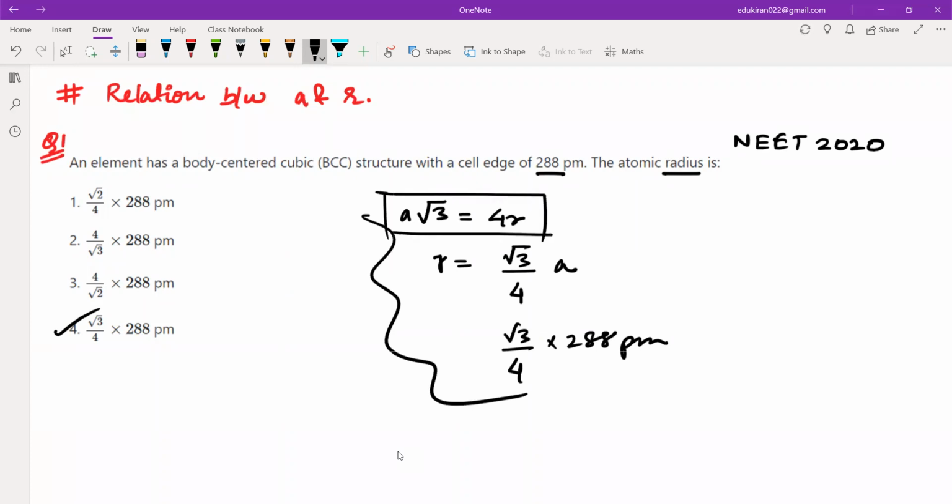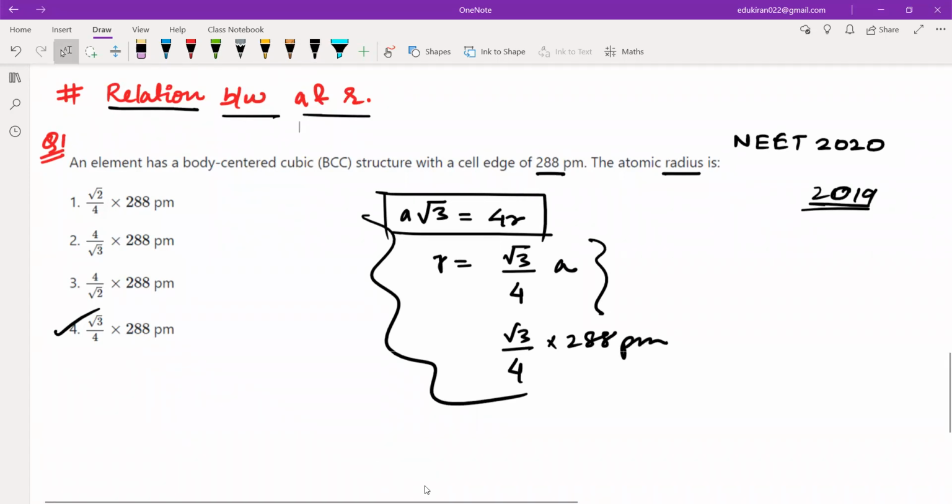Okay. So just to show you how to do it, I have written it, but these types of questions don't even need you to raise your hand. Then one question I gave in the assignment, a similar type of question, was I think in NEET 2019. Okay. So you have solved two questions related to the relation between a and r. Okay.